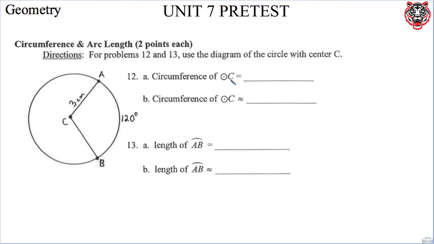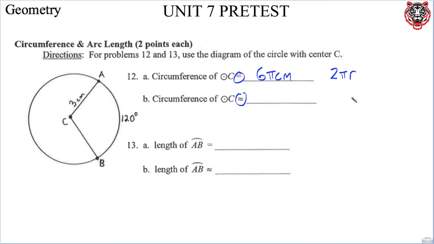Number 12, circumference of the circle. So circumference again is 2 pi r. The radius is 3, so multiply that by 2 and I get 6, so it's going to be 6 pi centimeters. I should note here that whenever you have an equal sign, you should have a pi in your answer. When it's approximately equal to, like this, you should be using 3.14 as a replacement for pi.